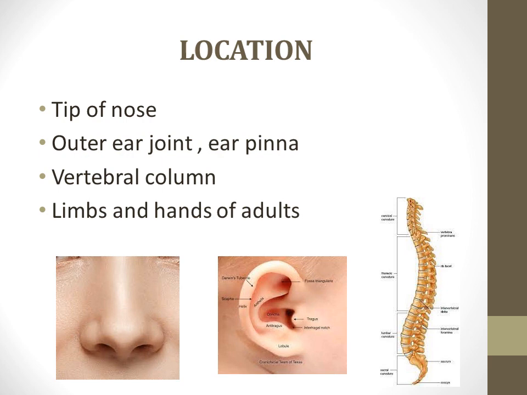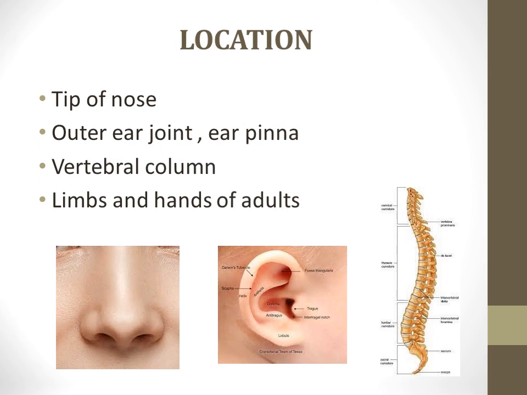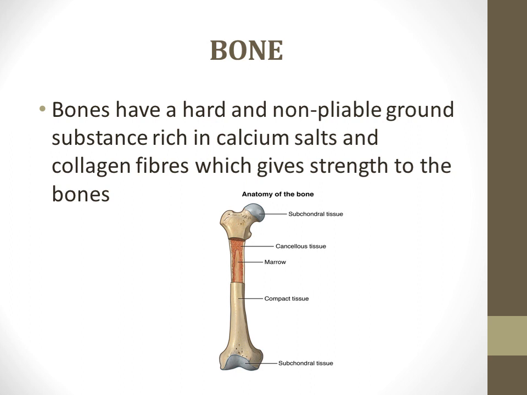Right, then the next one is bone. So cartilage is one of the specialized connective tissues. The second one is bone. Bones have a hard and non-pliable ground substance rich in calcium salts and collagen fibers, which give strength to the bones, right?